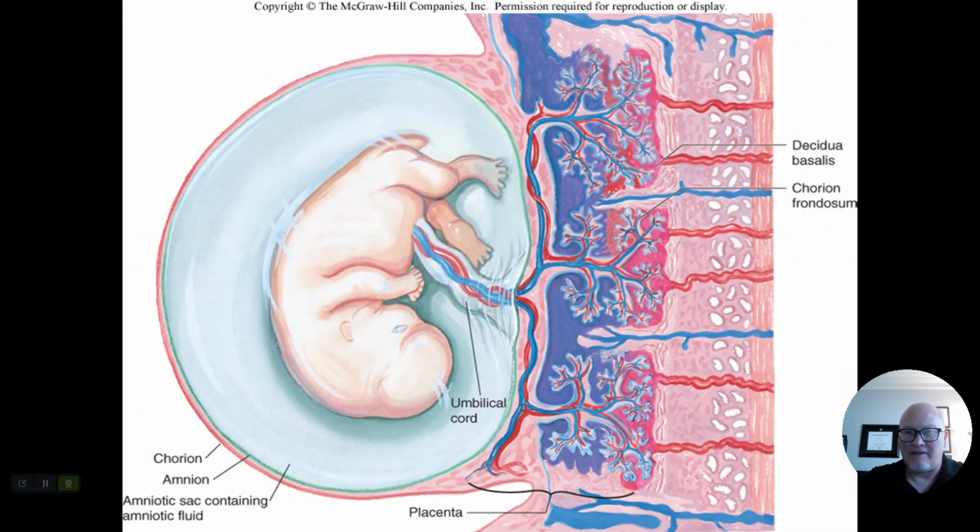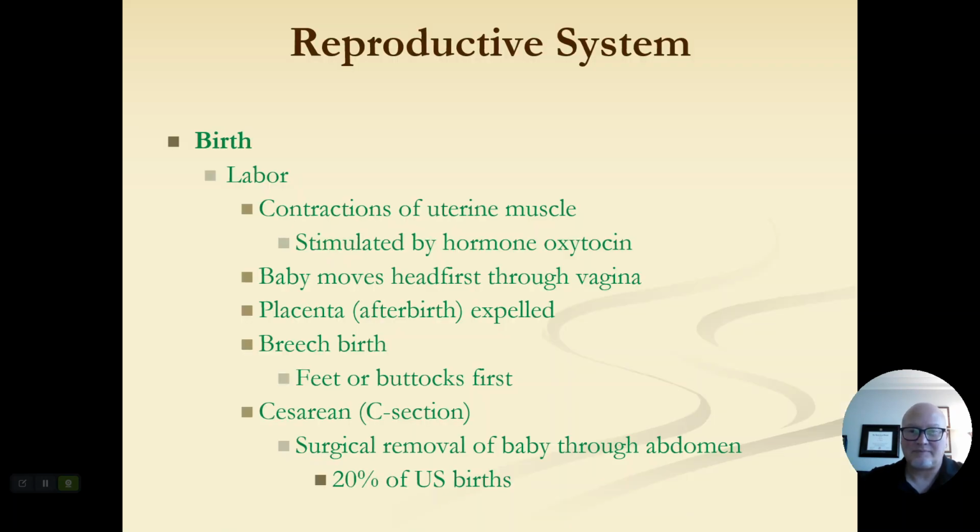Here we have, this is obviously a placental mammal, a human, and so it's attached to the uterine wall, and you can see even though the blood vessels are diagrammed here in blue and red, you do have oxygenated blood and deoxygenated blood going to and from the baby the whole time that it is developing.